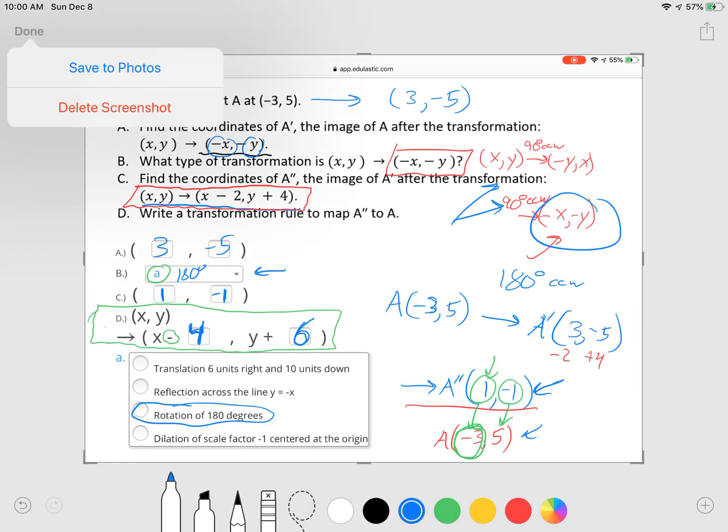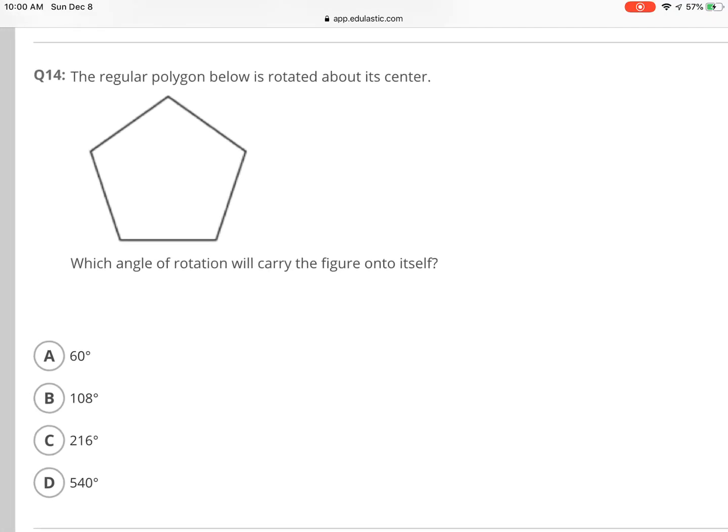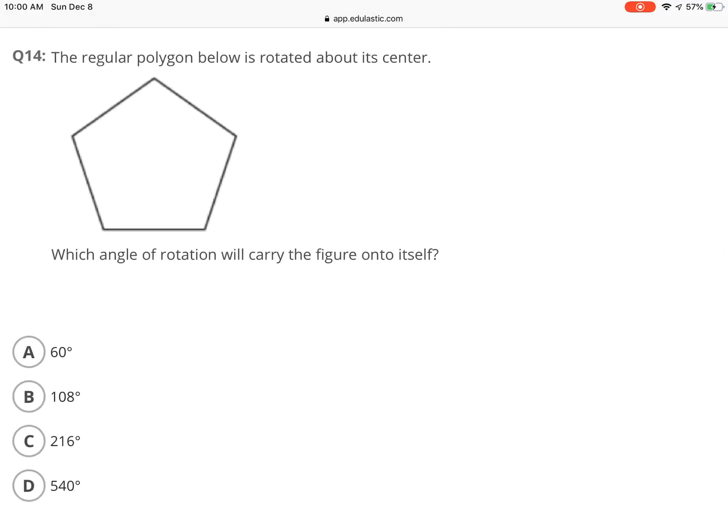So that's it for that one. Next, 14. The regular polygon below is rotated about its center. Which angle of rotation will carry the figure onto itself? Okay.